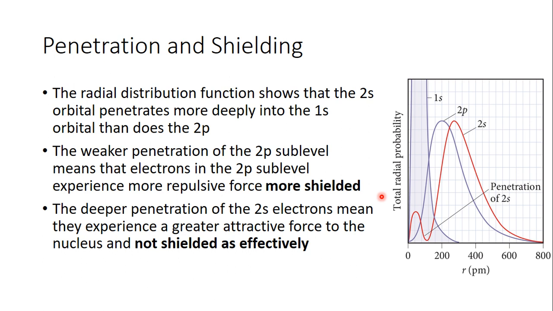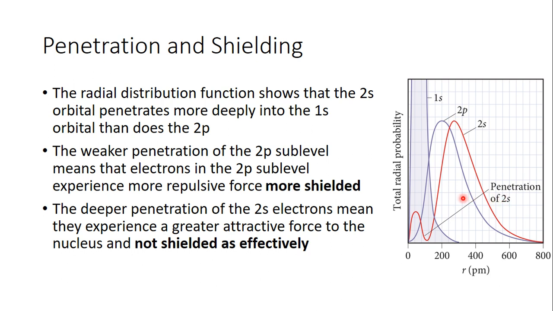If we look at radial distribution functions for different orbitals, we can see this penetration in action. If we look at 1s, you can see that the electrons are always near the nucleus. That's what this x-axis is, distance from nucleus. 2p is always going to be somewhat far from the nucleus. 2s on average is even farther, but sometimes 2s can penetrate into the 1s. That's why you have some probability in the 1s region, but the majority of the probability is not.